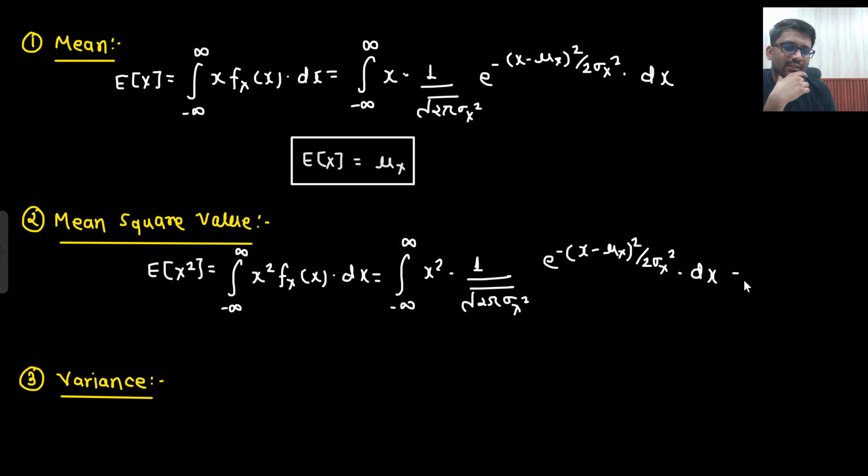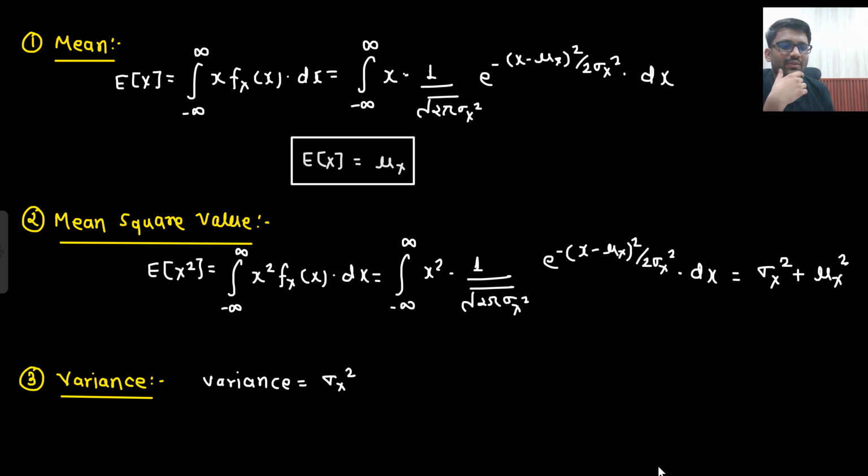So what will be your answer? What do you think? What should be the answer? You know that what will be my variance? What do you think? What will be your variance? So variance I already know will be sigma x square. This will be my variance. So when you solve this particular integration, the answer came out to be sigma x square plus mu x square. This is what the answer came out to be.